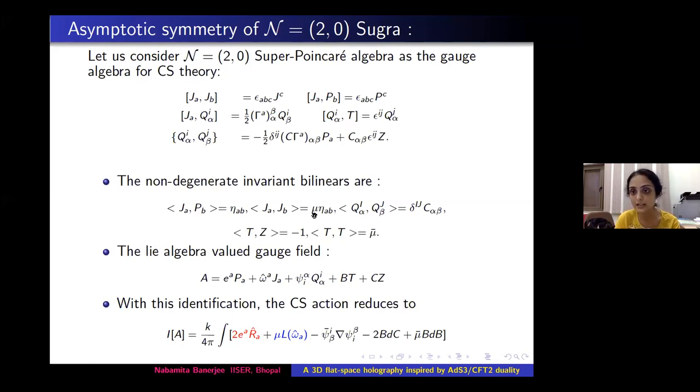So what I have done is put in this parameter mu here. Similarly with TT, I have put in a parameter mu bar. Unlike this coefficient, which is fixed to be one, and this coefficient, which is fixed to be minus one, you cannot make a different choice there, because then your metric would be degenerate. But these two bilinears you can choose to be anything, even zero. So keeping that freedom in mind, I have kept two parameters here, and we will see what role they play.